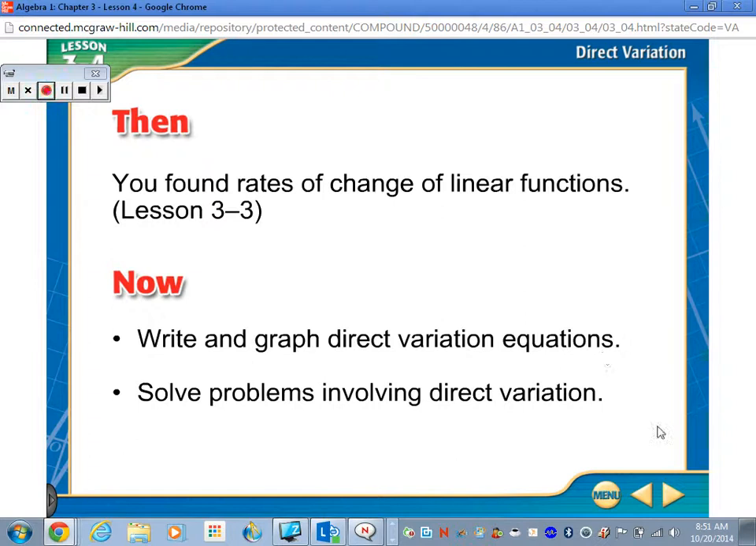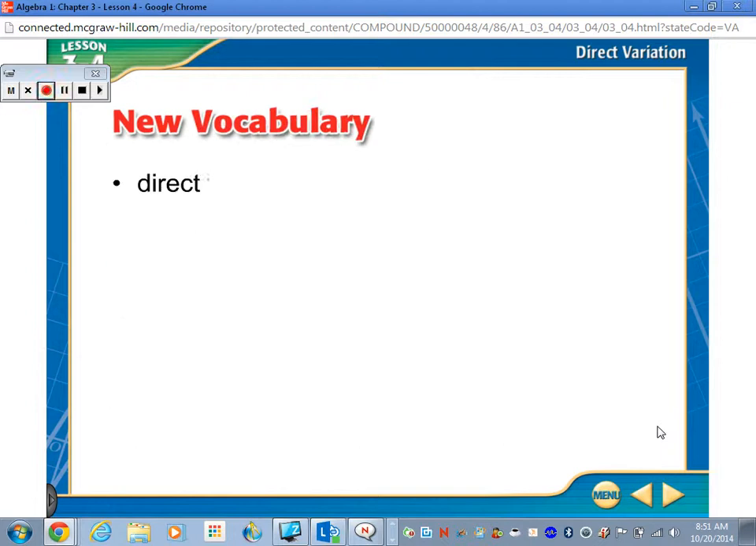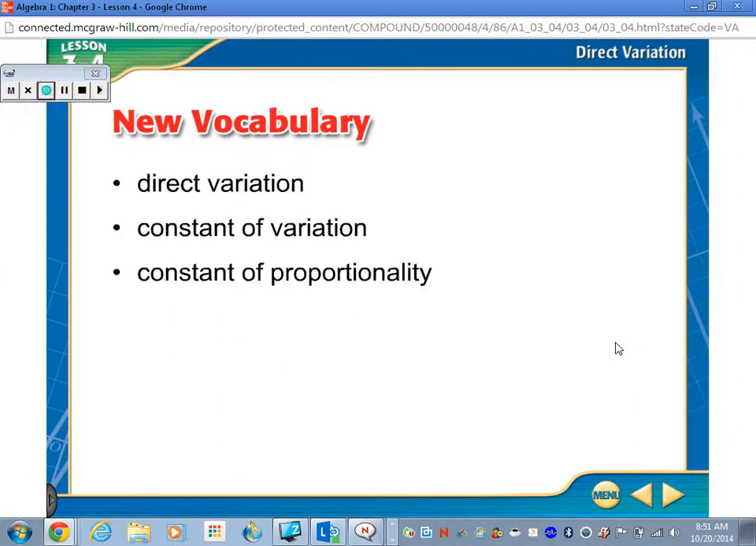Our vocabulary words are direct, which I will explain a little bit, that's the type of equation we'll be doing; variation, which I will also explain; and constant of proportionality. I don't ever recall a time using that term, but you should know that the constant of variation and constant of proportionality are exactly the same. Just a heads up on that. Let's move on to the next slide.